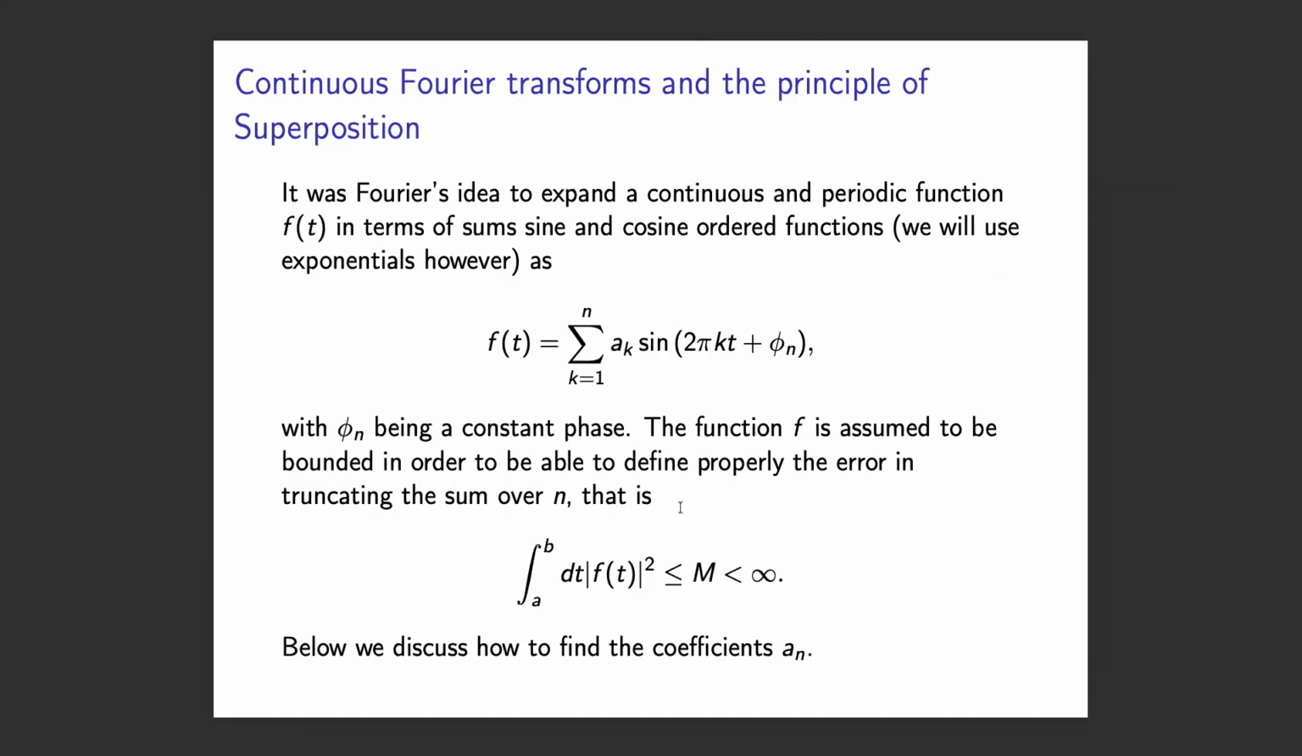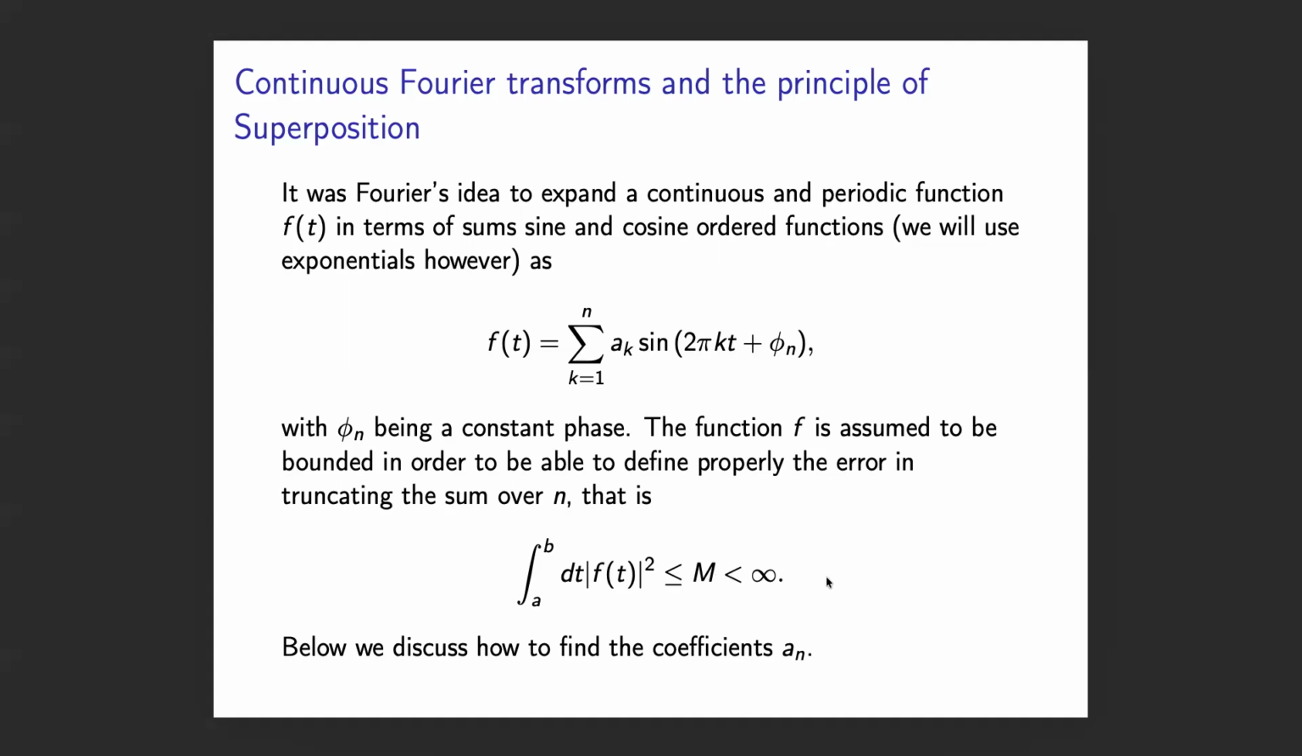So if you now look at Fourier's idea, the idea was to expand a continuous and periodic function in terms of sums of sine and cosine functions. And in this specific case, what you have is an expansion of a function in terms of sine functions. This phi of n is normally called a constant phase. And the function is assumed to be bounded in order to be able to define properly the error in truncating the sum over n. So that means that if you integrate this function, it should not diverge.